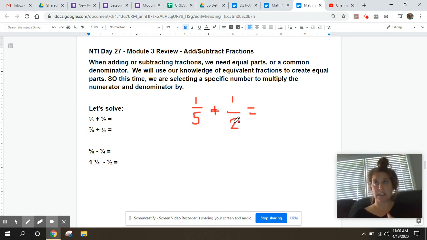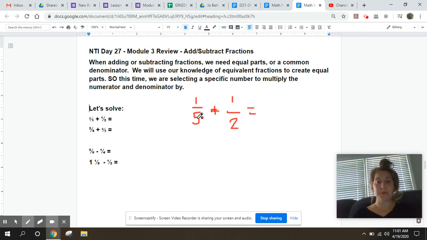And so the two pizzas need to be cut into the same amount. For example, both pizzas need to be cut into fifths, or both pizzas need to be cut into halves, or both pizzas need to be cut into fourths or tenths, or whatever it may be, so that we can figure out how many slices of how many equal parts are all together.